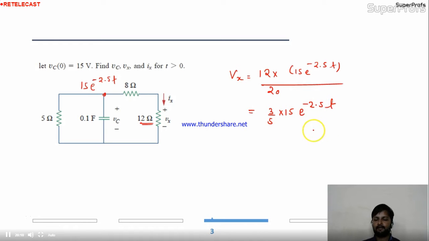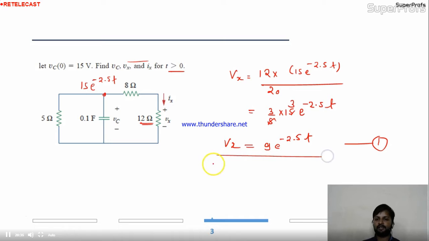So 5 3s are 15, and 3 3s are 9, so 9 e to the power minus 2.5t. Am I right? Yes, this is 3 and 3 3s are 9. This is nothing but the Vx. So he is asking for the Vx at t greater than 0. Yes, this is the value of Vx.